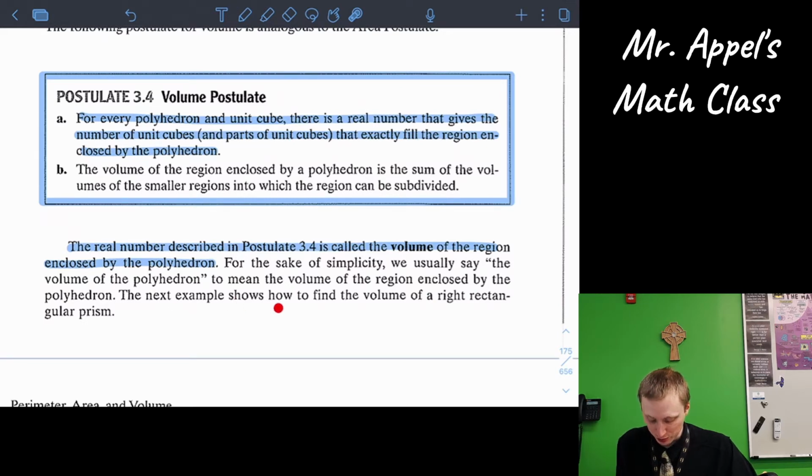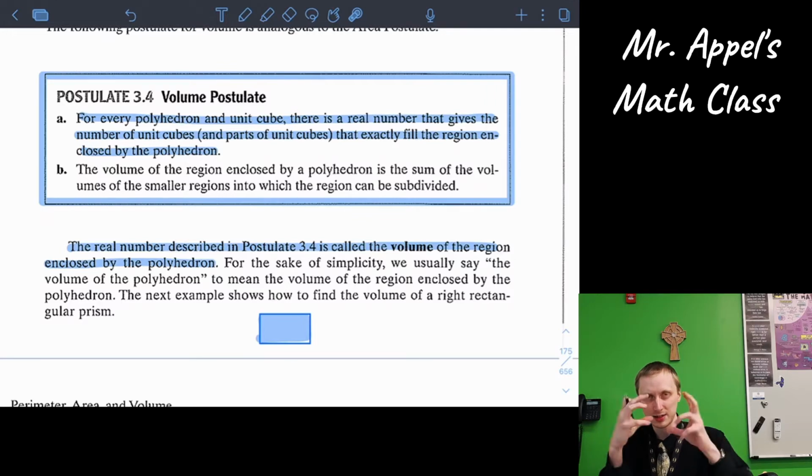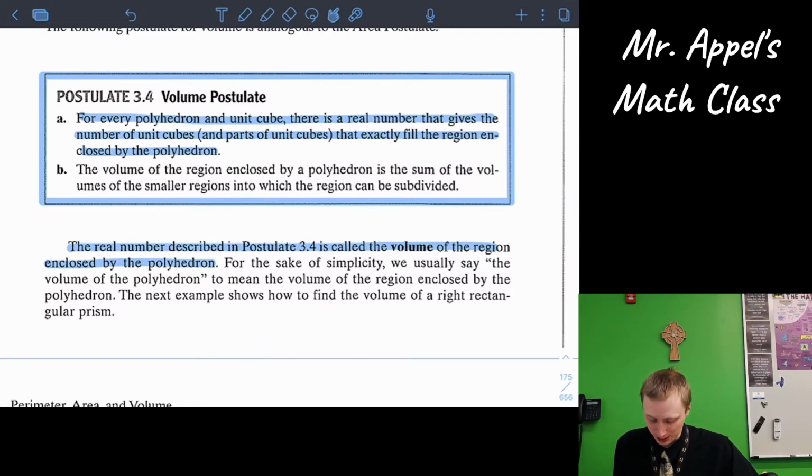The next example shows how to find the volume of a right rectangular prism. And again, this is similar to area. Technically speaking, this rectangle is only the line around that perimeter. Its area then is the shaded space inside. So if you want to count the whole thing, you're talking about the rectangular region. Same in three dimensions. A polyhedral region is the volume. But it's easier just to call it the polyhedron itself.